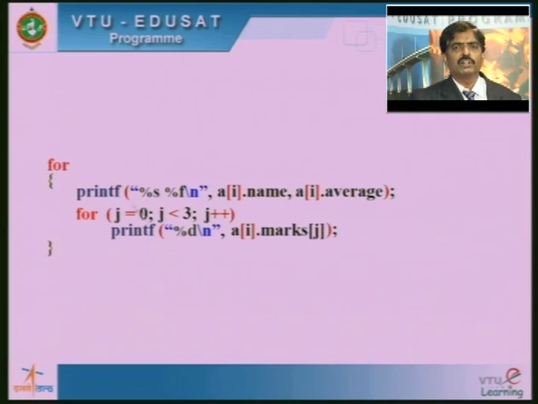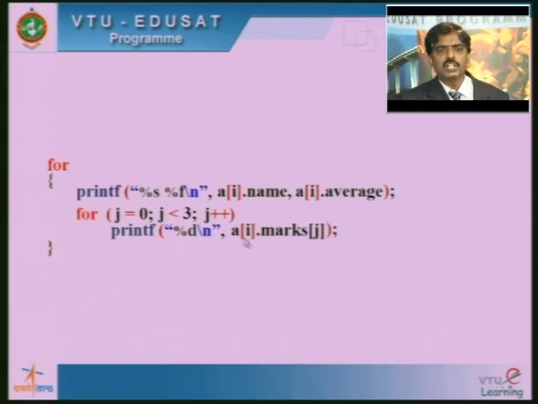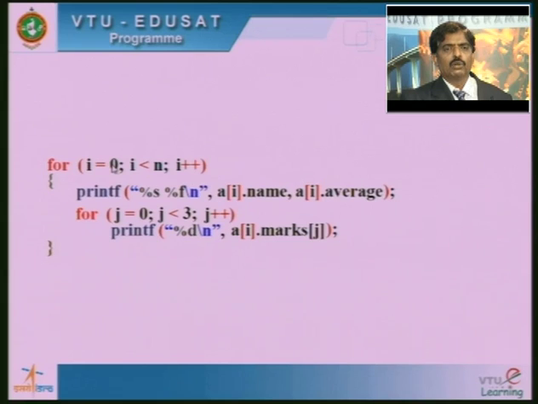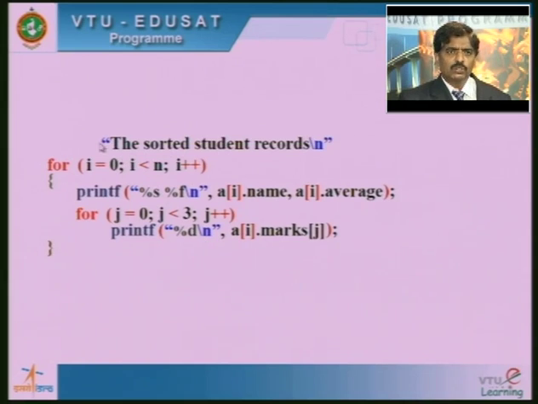So here I write for, can you tell me what is the initial value of i? 0. I write for i is equal to 0. i less than n, and finally we write i plus plus. So enclose expression 1, expression 2 and expression 3 within the parentheses. Normally before printing we display the message. So here the sorted student records are. I write, and to display this message on the screen, what is the function I should use here? Printf. So that's all, our job is over.